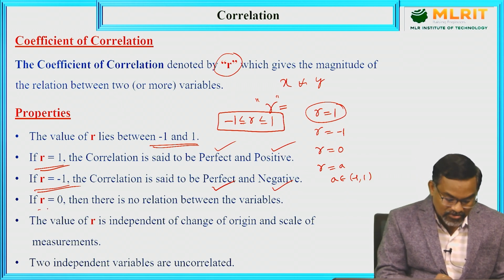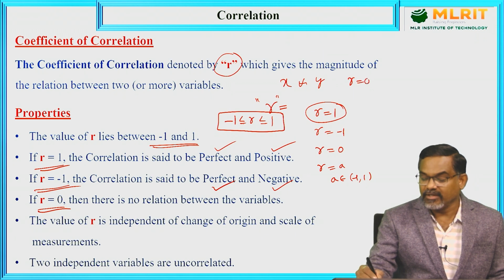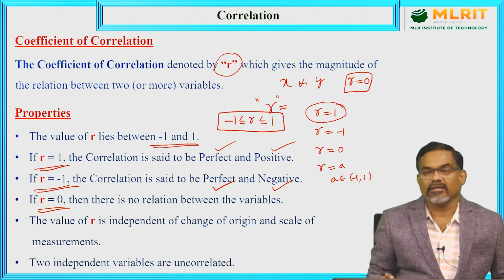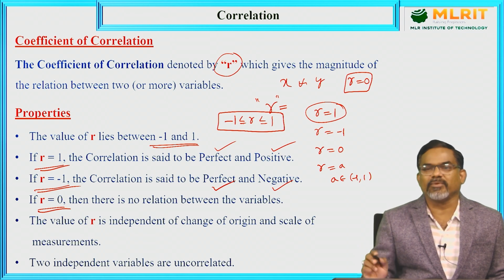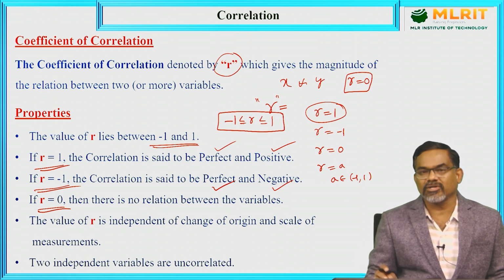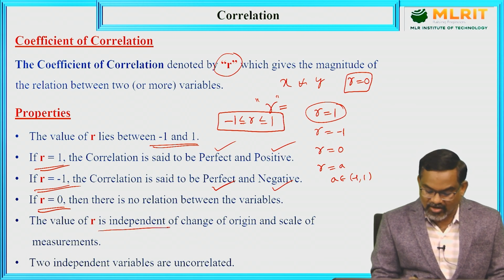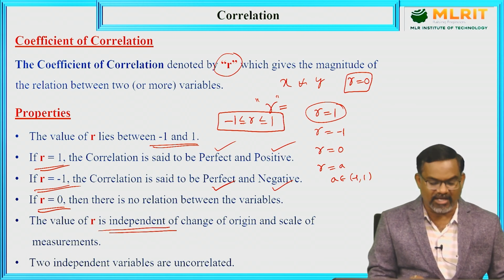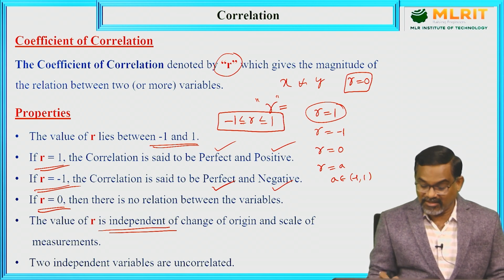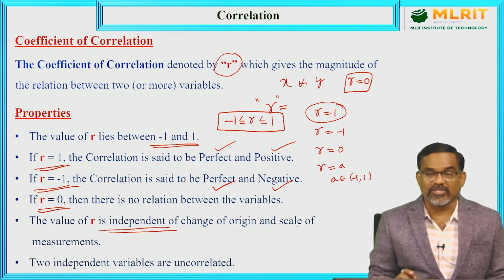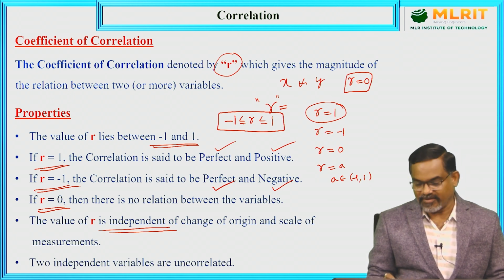And if R equals 0, after calculating the value of R, if we obtain 0, then that means there is no relation between x and y, since the coefficient of correlation R is 0. The value of R is independent of change of origin and scale of measurements. So the value of R doesn't depend on changing the scale of measurements. And two independent variables are uncorrelated.